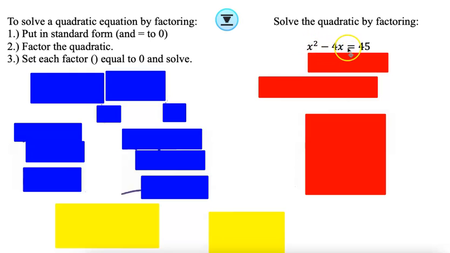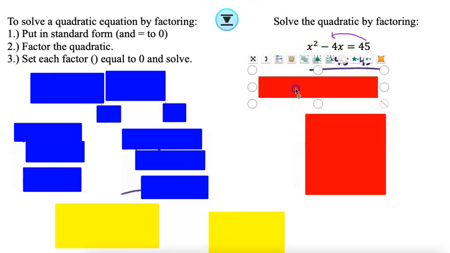I've got x squared minus 4x equals 45. So step 1, my equation does not equal 0. I need to move this 45 over to the left side with its other terms. To do that, you're going to do the opposite. So subtract 45 on both sides. Now you cannot subtract 45 from an x or an x squared, so you're just going to rewrite the problem.